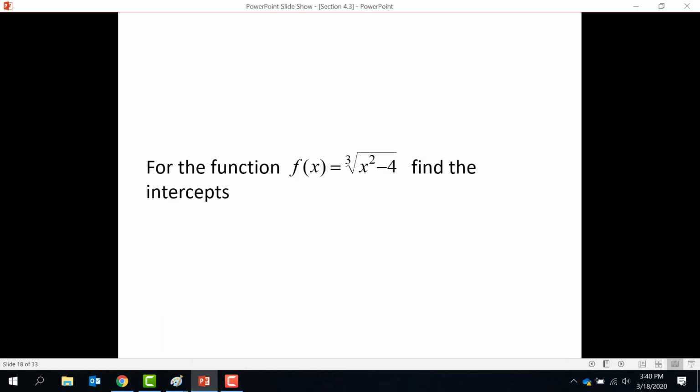So now we're going to look at a different type of function. This is not a rational function. We did not go over these types of graphs in pre-calculus. We don't want to just plot points and have no idea what this thing is going to look like. And so instead we're going to use our calculus on it and some algebra as well. For the function f of x equals the cube root of x squared minus 4, find the intercepts.